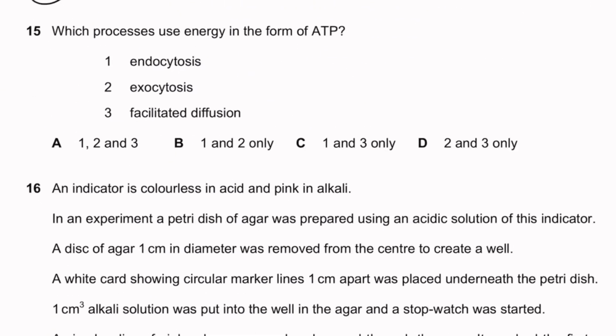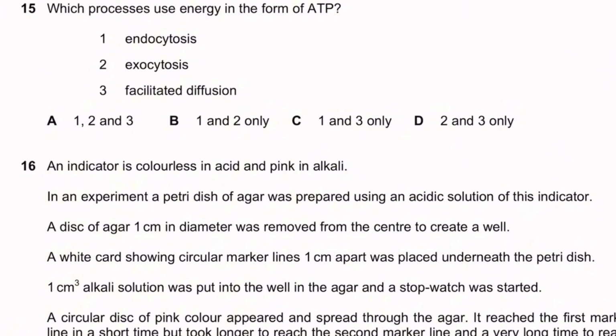A. Which processes use energy in the form of ATP? Endocytosis, exocytosis, facilitated diffusion. Obviously, cytosis, but not diffusion. Diffusion is a passive process, so facilitated diffusion cancels, and so it's 1 and 2 only.